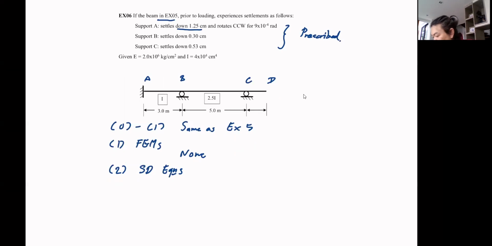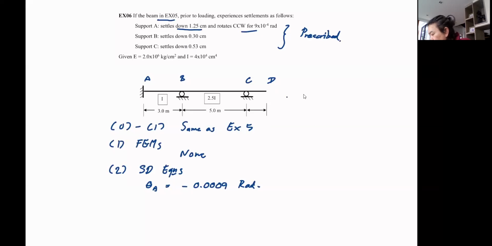So now we have theta A. Remember that we always assume that the support A is fixed and therefore the rotation is zero. But this time we just have the rotation. But again, it's a fixed value. And counterclockwise means that this is negative and it is 0.0009 radian.